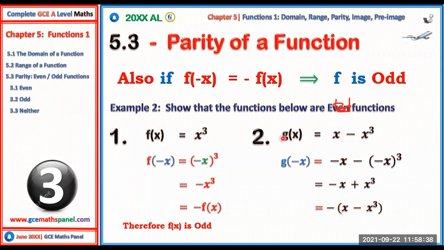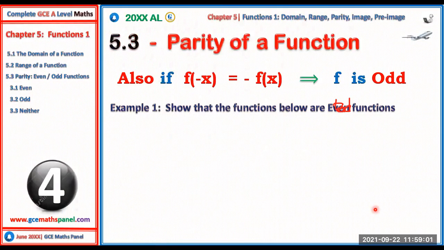Can you see this, guys? So what we have in brackets now is equal to g of x. So we can write this as minus g of x, and therefore this function is an odd function because g of minus x is equal to minus g of x. Therefore, this function is odd.